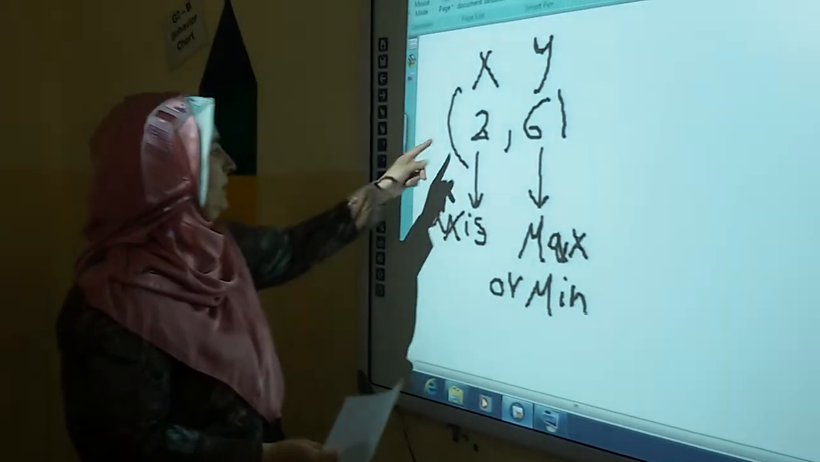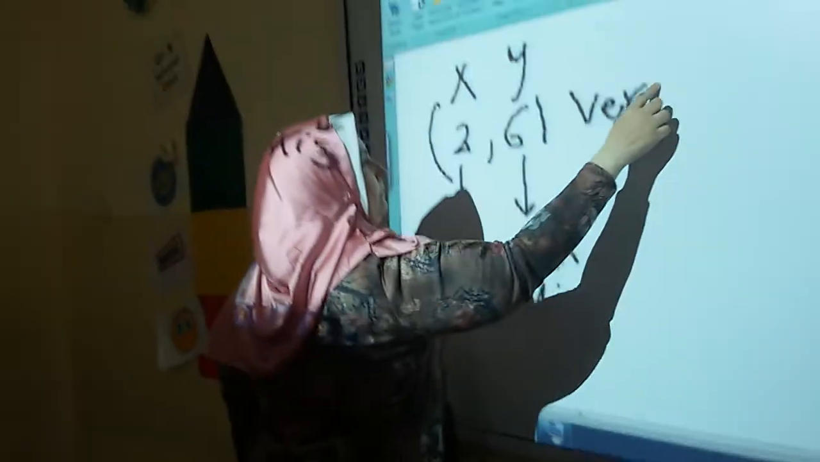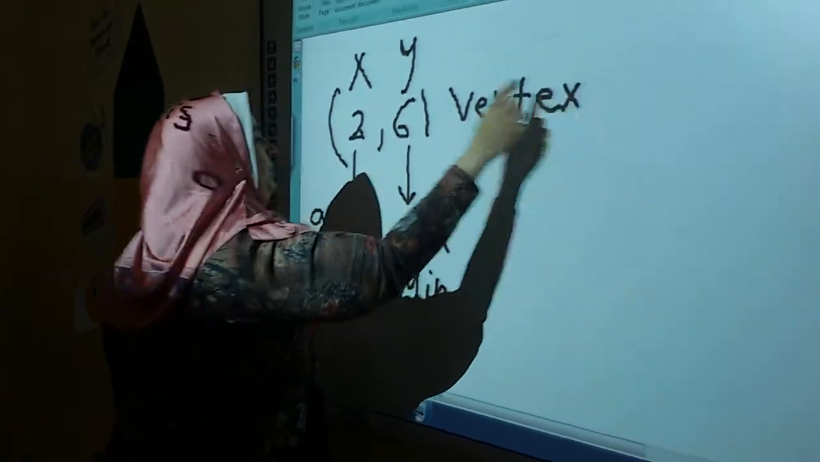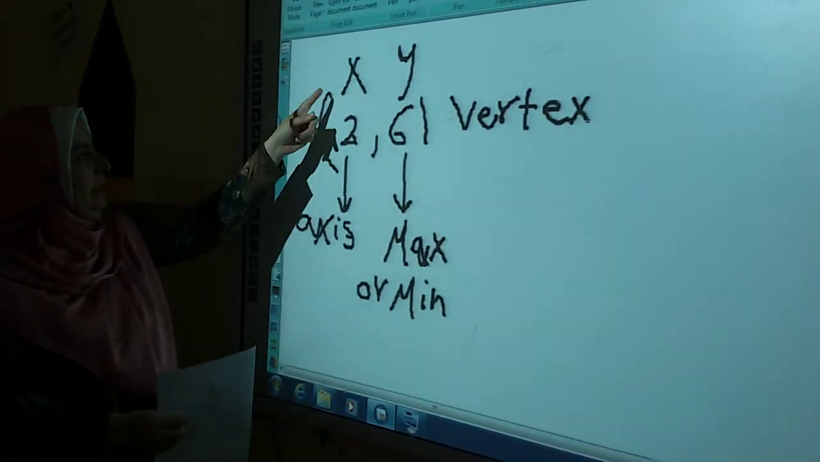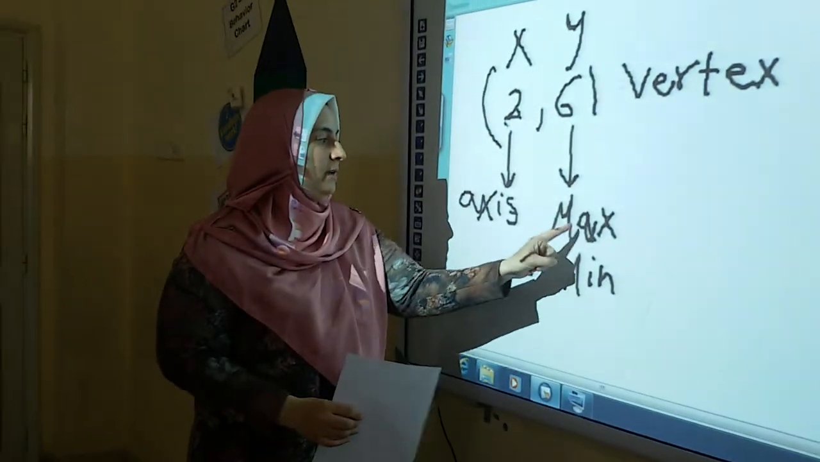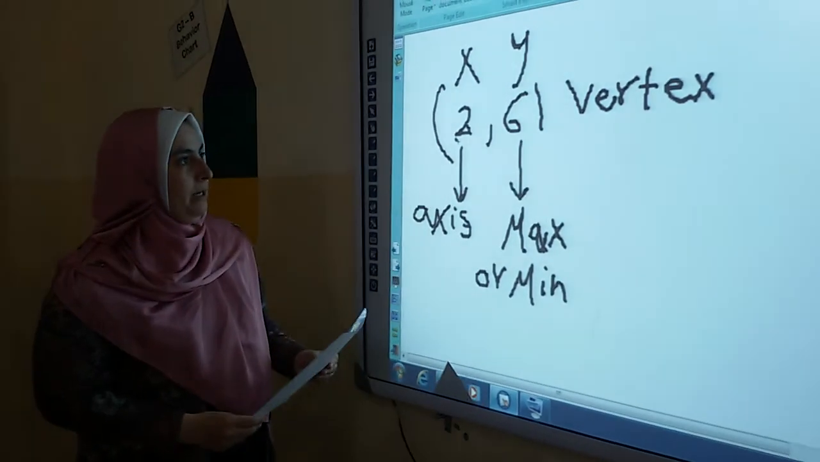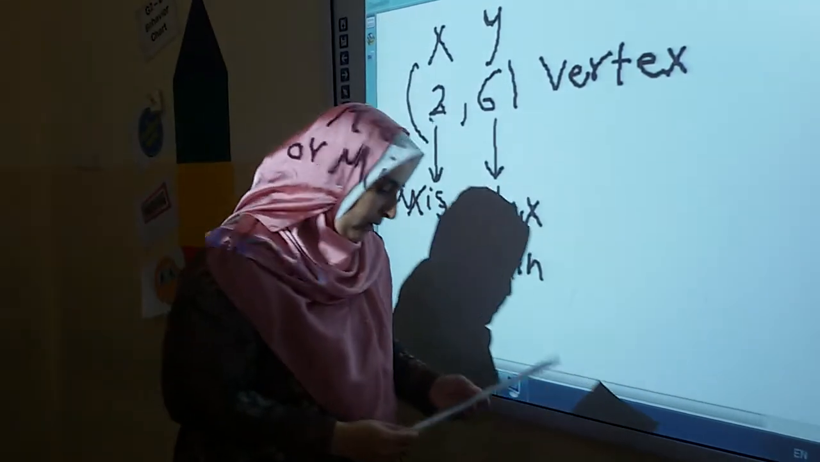So this point is called the vertex, which is x and y, and x is 2, my x of symmetry. 6 is the maximum or minimum value.